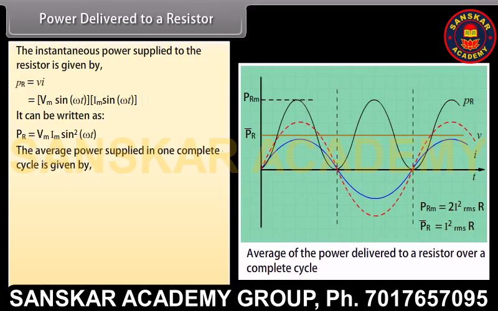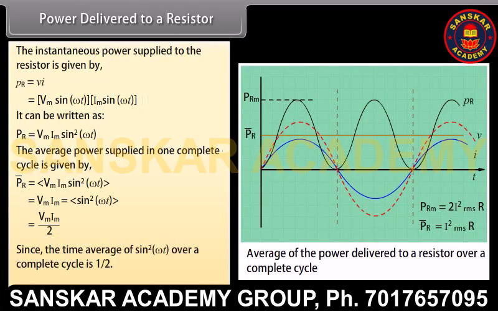The average power supplied in one complete cycle is given by PR is equal to Vm multiplied by Im divided by 2. Since the time average of sine square omega t over a complete cycle is 1 by 2, it can be written as PR is equal to VRMS into IRMS, or PR is equal to IRMS square into R.